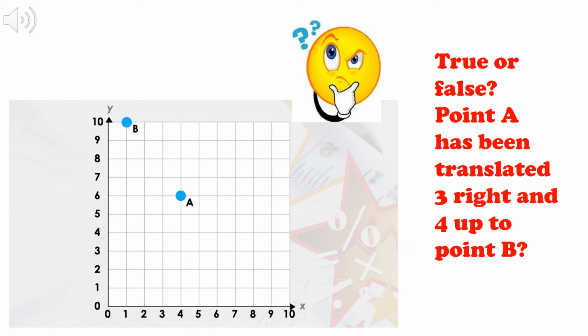I want you to look at the grid in front of you where there are 2 spots labelled A and B. Now, I want you to think about, is the following statement true or false? Point A has been translated 3 right and 4 up to point B. Is that true or false? And the answer will follow on the next slide.